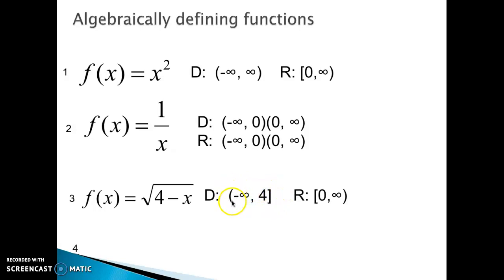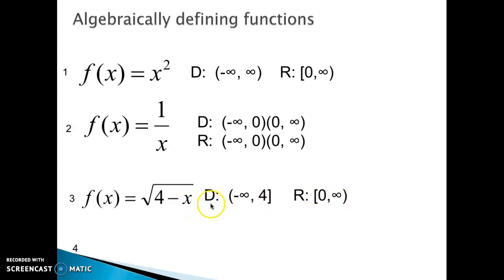Notice that we don't have an endpoint at -infinity, but we have an endpoint here of 4. And then we ask, what range values come out? Well, we know the only things that can come out are positive numbers, because we always have to have a positive number under the radical. So my range is from 0 to infinity. 0 is my first output value if I put in 4.